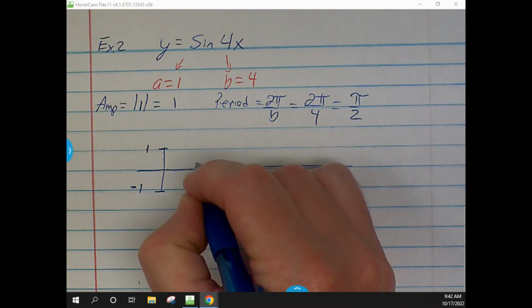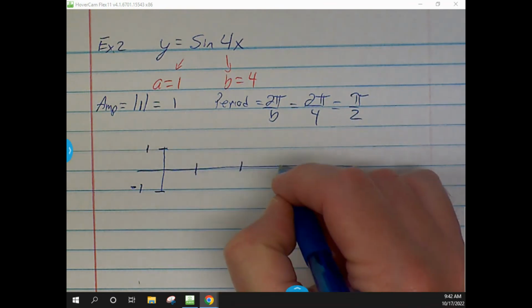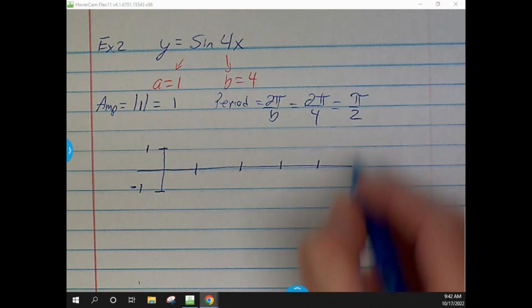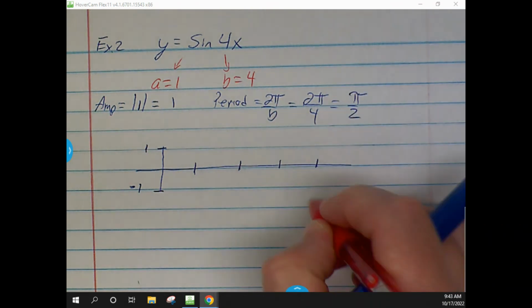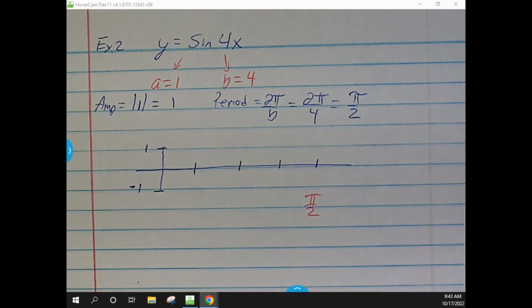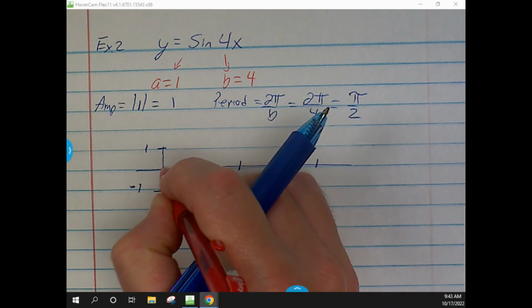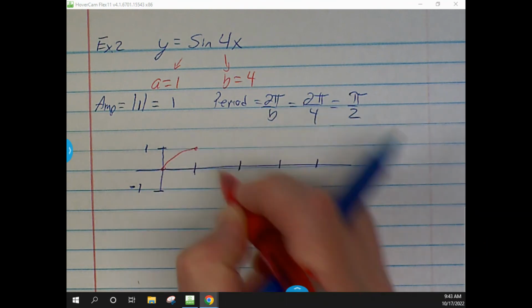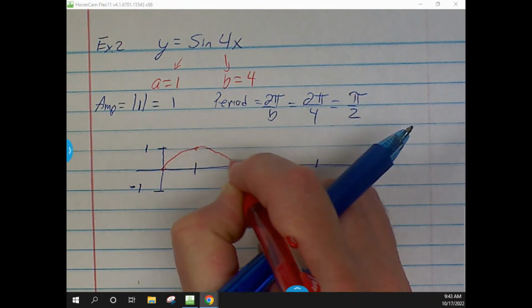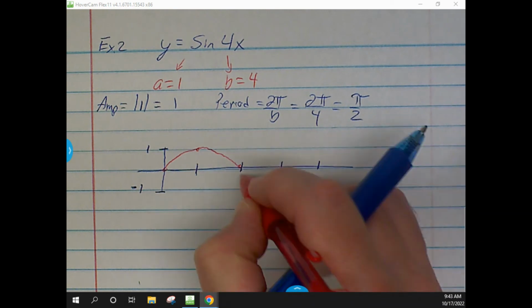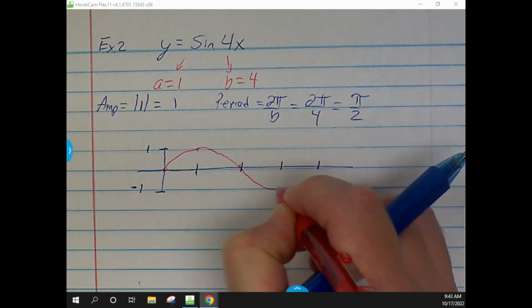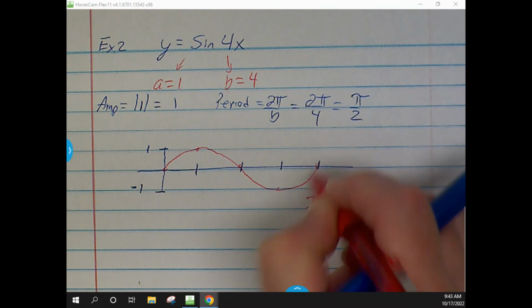All right, and again, we can go ahead and go 1, 2, 3, and 4. This was pi over 2, so this is going to stop at pi over 2. So again, we're going up to the top at the first mark, back to the middle, to the bottom, and back to the middle.